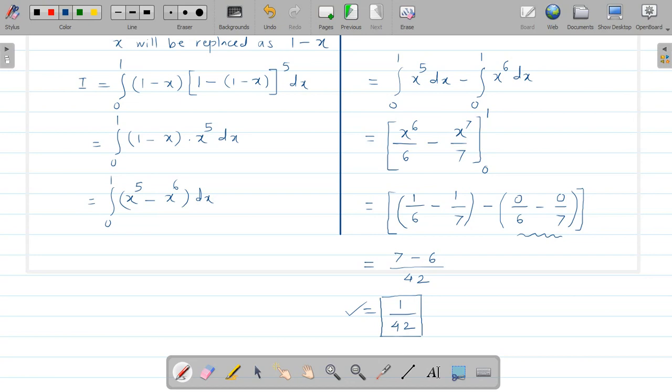So this is the use of that property, that integration from 0 to a f of x dx can be replaced as integration from 0 to a f of a minus x dx, means x is replaced as a minus x, where a is the upper limit and 0 is the lower limit.